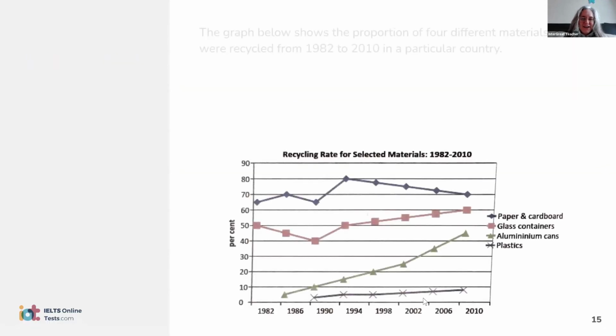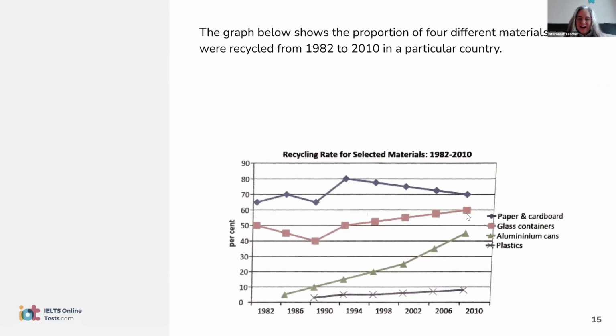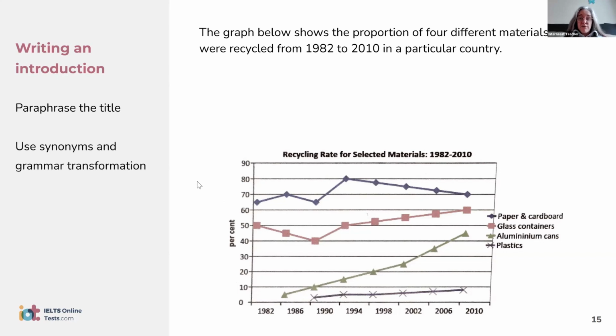Okay, so here is our example graph again, and again the sentence from the task, which introduces what the information is about. And we're going to think about writing the introduction next. So as I mentioned before, the basis of your introduction should be the sentence from the task, which tells you what the information shows, the sentence that introduces what the information is about. And so you should try to paraphrase that. So try to express the meaning using other words.